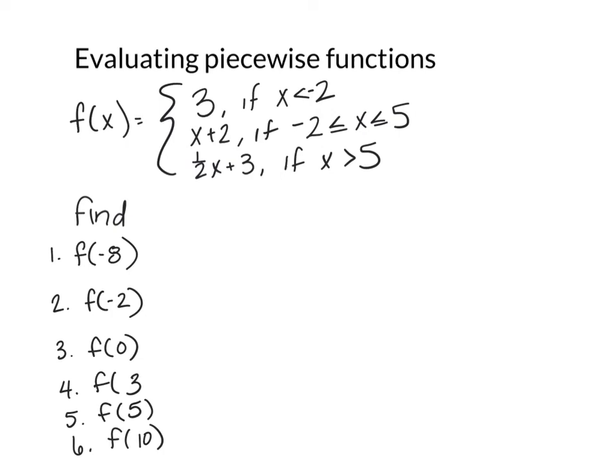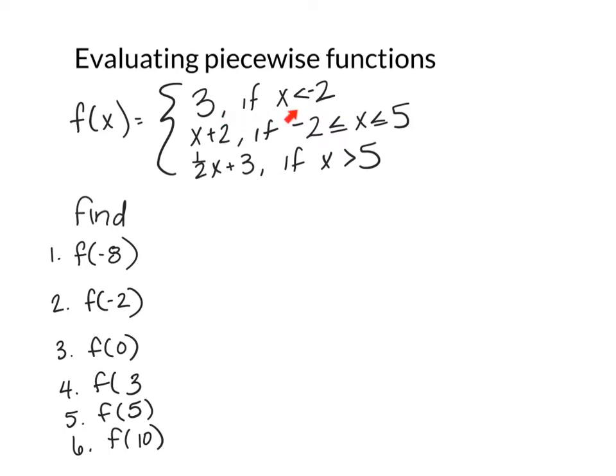So we're evaluating piecewise functions, and they look kind of funny. There's this f of x, and it's next to this really big curly brace. And then there's 3 different equations here, and there could be 2, there could be 4, there could be 5. But each equation here uses a different part of the domain.